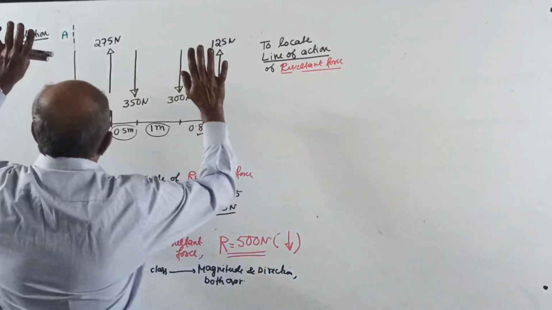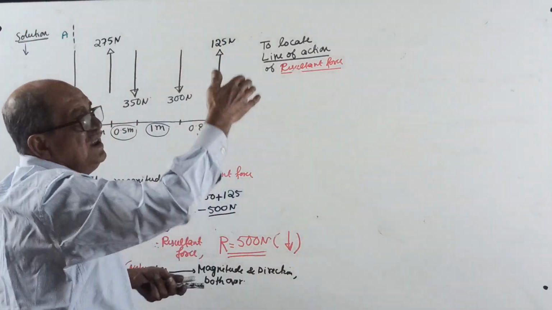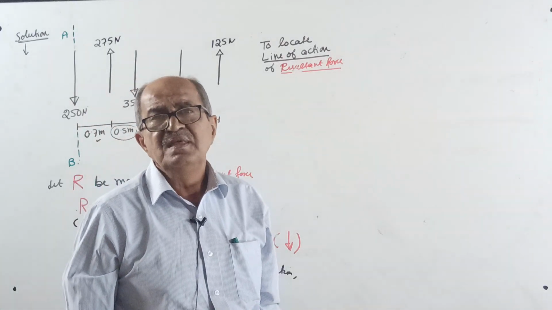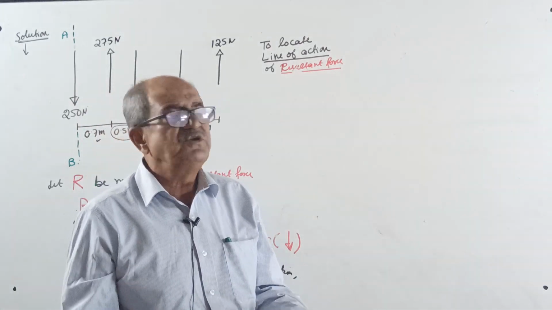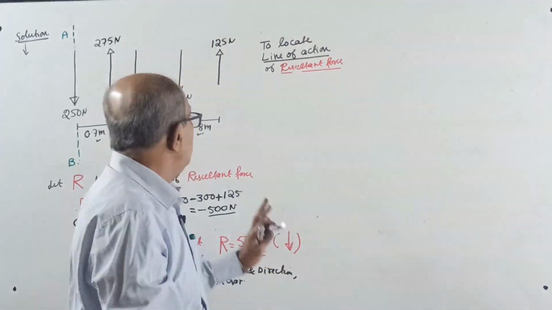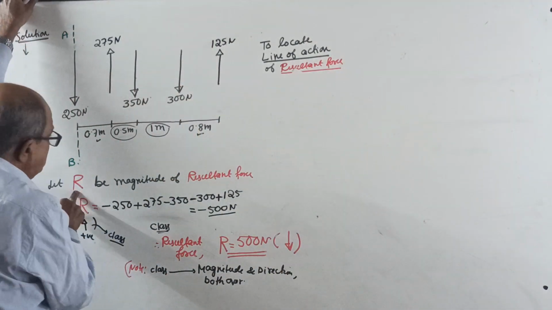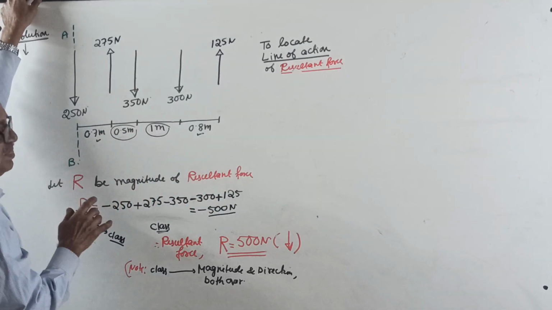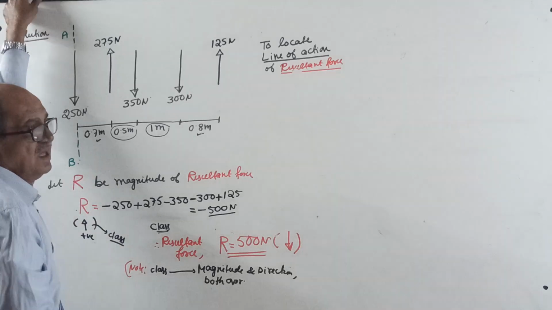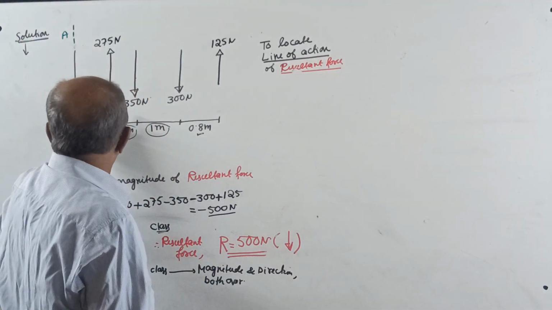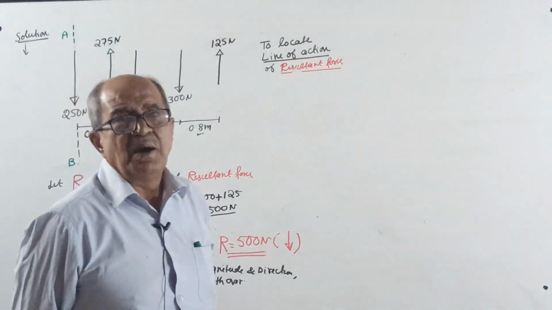First, all forces are in the vertical direction, along the y-axis. Therefore, no resolution is needed. The resultant will also be vertical, so we directly calculate. Let R be the magnitude of the resultant force. Now, find R. Some forces are down, some forces are up.